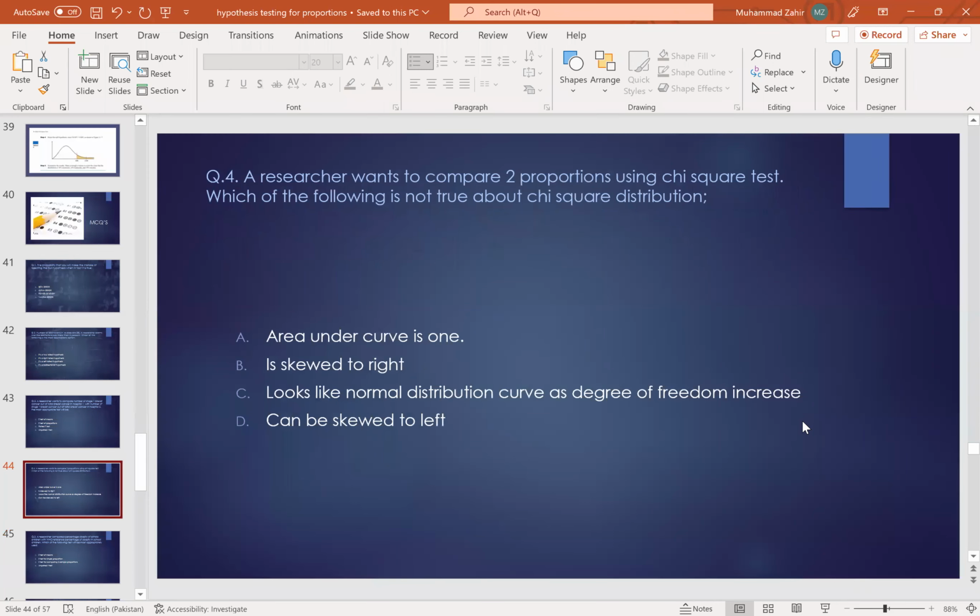A researcher wants to compare two proportions using chi-square test. Which of the following is not true about chi-square distribution? Area under curve is 1, is skewed to right, looks like normal distribution curve as degree of freedom increases, can be skewed to left.